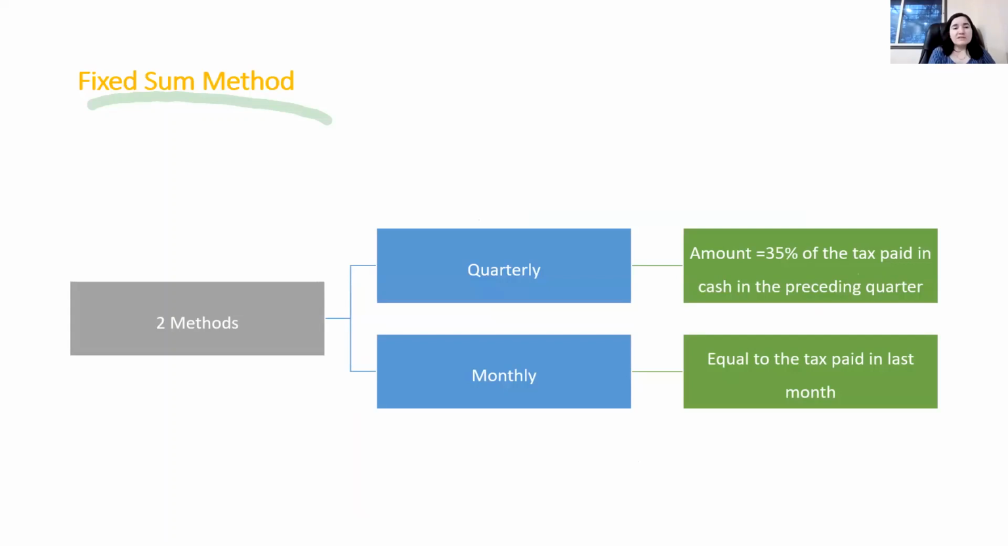Now there are two methods given under the fixed sum method. First is quarterly. In case of quarterly, the amount to be paid is a fixed 35% of the tax paid in cash in the preceding quarter. So 35% is the fixed amount to be paid. 35% of what? 35% of the tax paid in cash in the preceding quarter. Or there is a monthly computation, so you can go for either the quarterly computation or the monthly computation. In case of monthly, you can pay an amount equal to the tax paid in the last month. So don't compute anything, just pay whatever tax was paid in the last month.